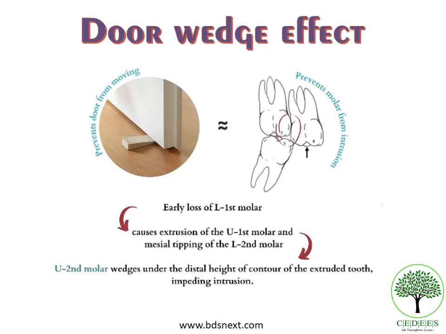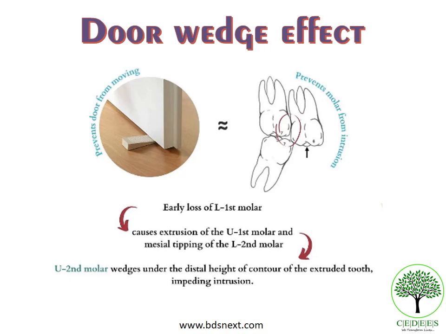Now a similar door wedge effect is seen even in a clinical scenario. Where is it seen? It is seen when there is early loss of the lower first permanent molar. Whenever there is early loss of the lower first molar, there is extrusion of the upper first molar, because whenever there is an edentulous space, the opposing tooth would usually supraerupt or extrude, and the adjacent teeth will end up drifting mesially into that edentulous space. So the same thing happens here. There's going to be an extrusion of the upper first molar, and there will be mesial tipping of the lower second molar.